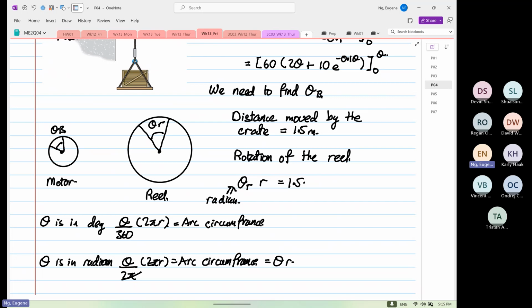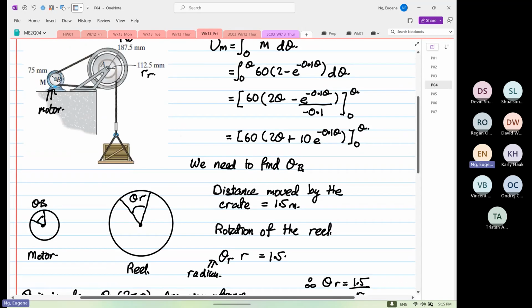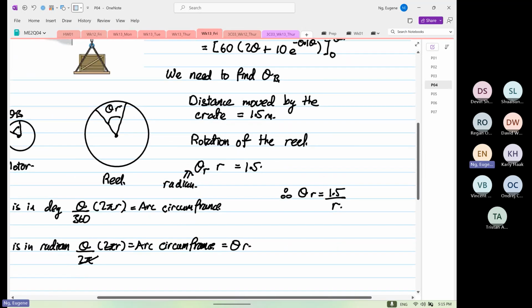So therefore, theta r over here is 1.5 divided by the radius. And the radius we're going to use down here is the radius of the reel.